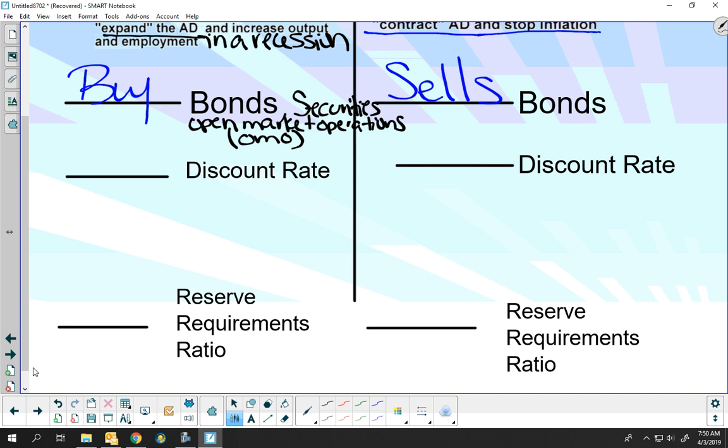But they're not printing more or less money to do monetary policy. That is not how they're doing it. They're buying and selling bonds, or changing the discount rate, or doing something to the required reserve ratio, but they're not just printing money.